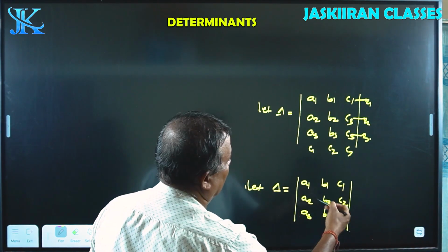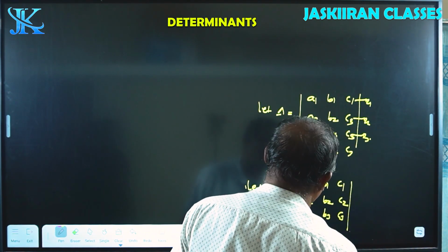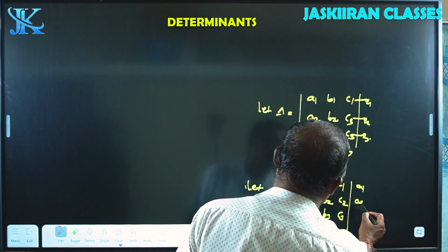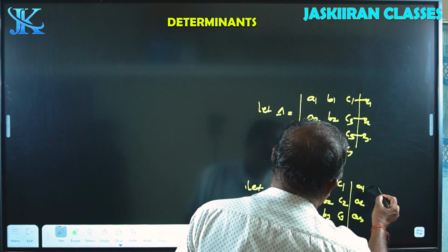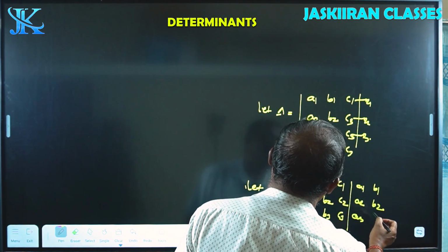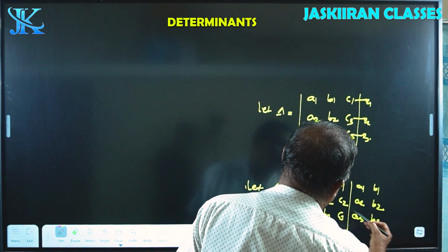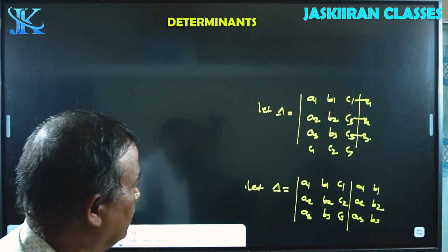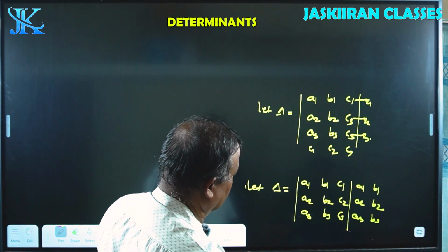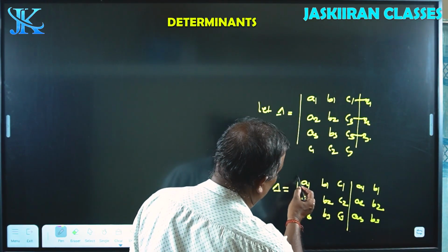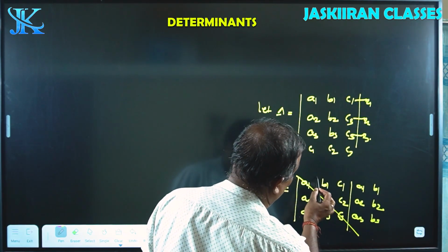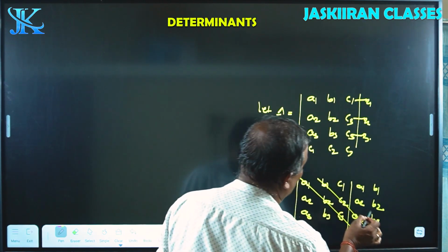Then we have to write on the right hand side the two columns, column 1 and column 2. That is A1, A2, A3, B1, B2 and also B3. Okay. So now multiplying diagonal-wise: A1, B2, C3, and also plus B1, C2, A3, and also plus C1, A2, B3.